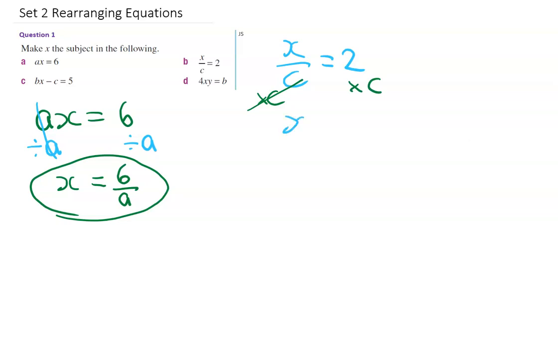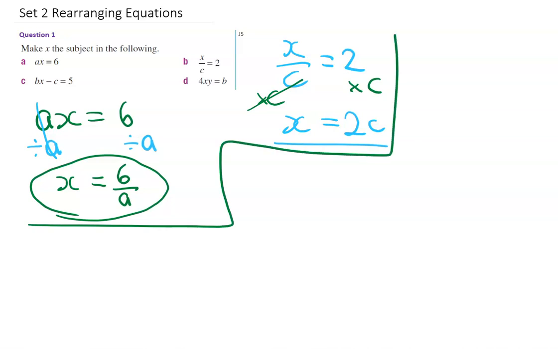Now that just leaves me with x, which is exactly what I want. And I've got 2 lots of c, which I can just write as 2c. So x equals 2c, just like that. Okay, next, I've got bx take away c equals 5. Again, I want to make x the subject. So bx take away c equals 5.